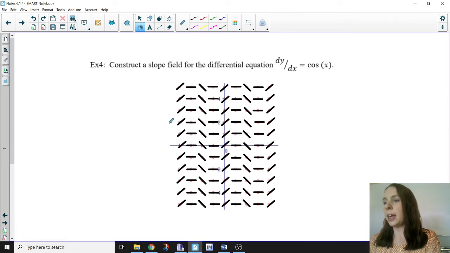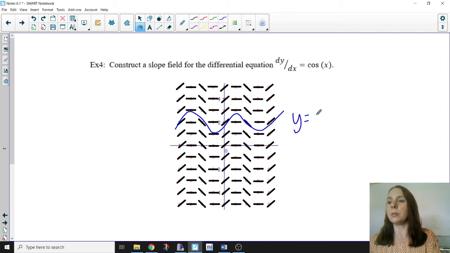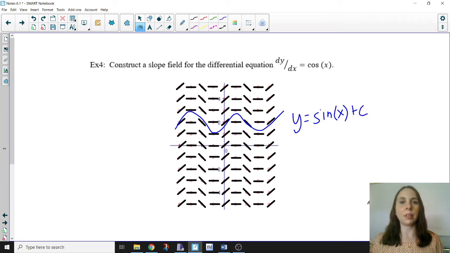Or, it doesn't have to be there, it could be like this. And notice that those curves are not representing cosine curves, they're representing sine curves. So this is showing you y equals sine of x plus c graphically. It's showing you the solution to the differential equation graphically. Okay, so when you have differential equations that are just in terms of x or just in terms of y, they're not too difficult to construct.